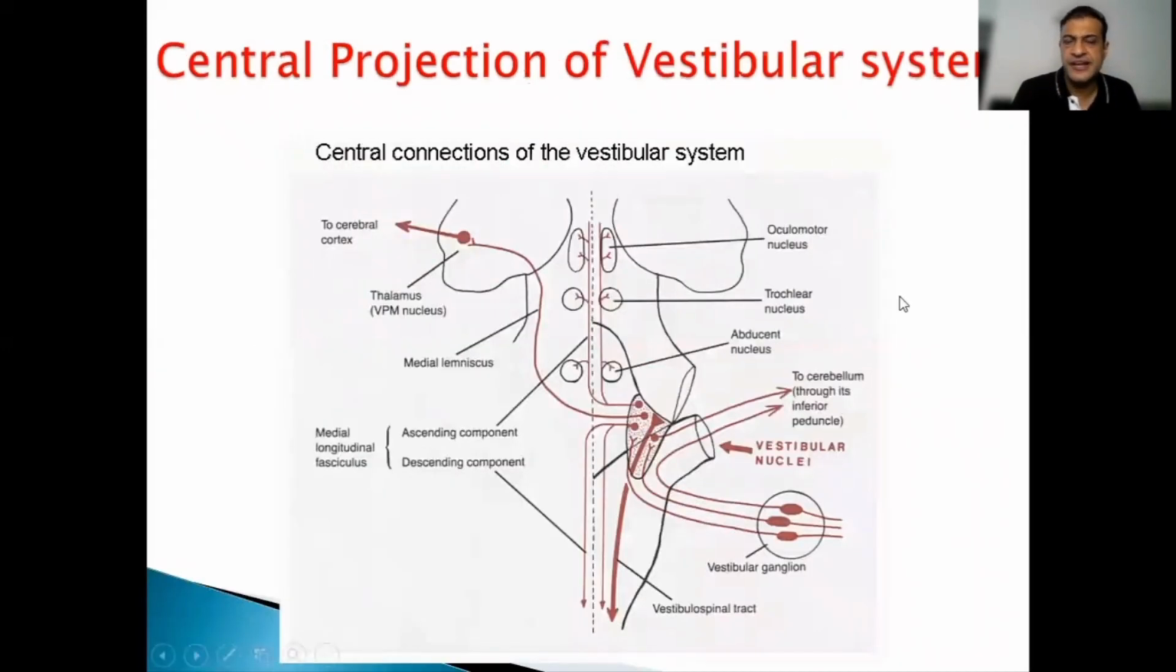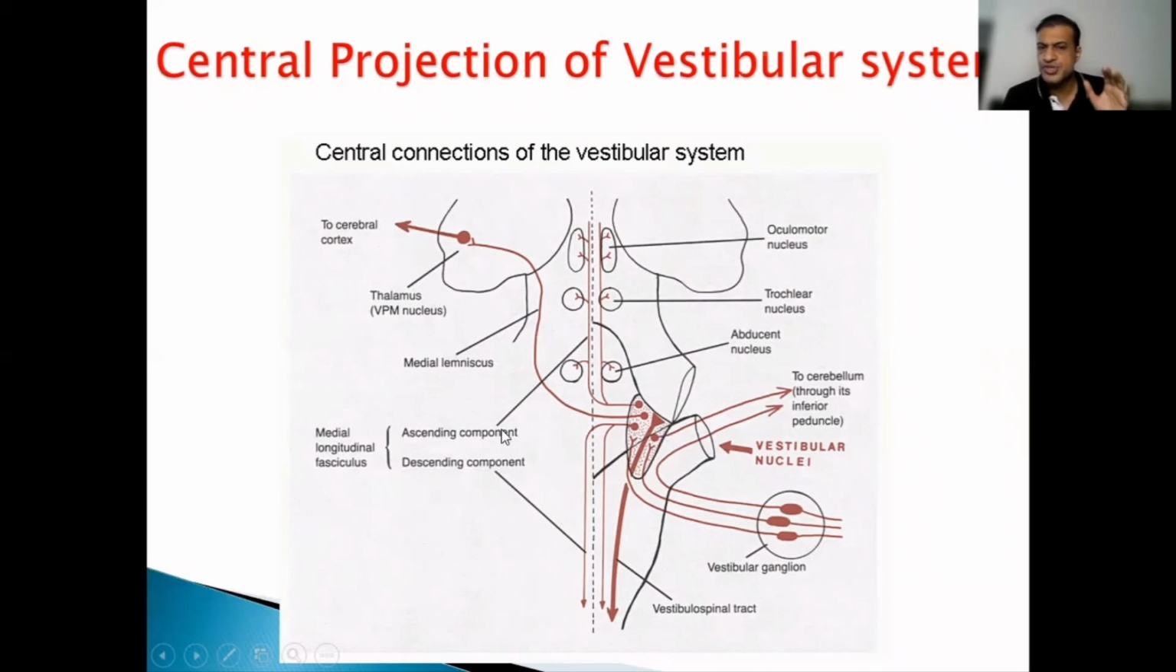We also need to understand the central projections of the vestibular system. From the utricle, saccule and semicircular canals, the superior and the inferior vestibular nerves form, which reach the vestibular or Scarpa's ganglion. From there, the sensation reaches the vestibular nuclei. There are four vestibular nuclei: medial, lateral, superior and inferior. From the vestibular nuclei, there are ascending fibers and there are descending fibers.